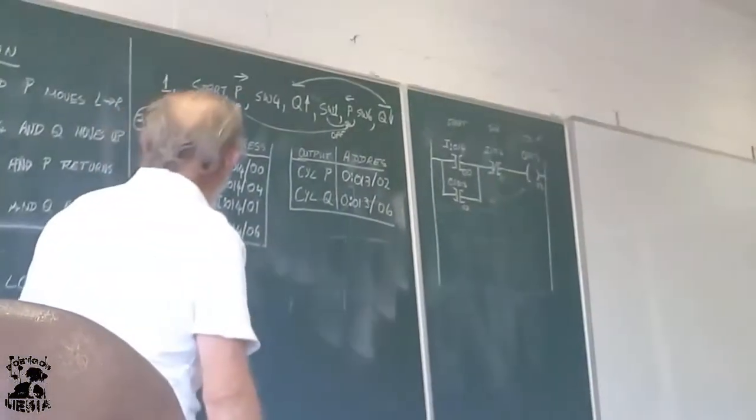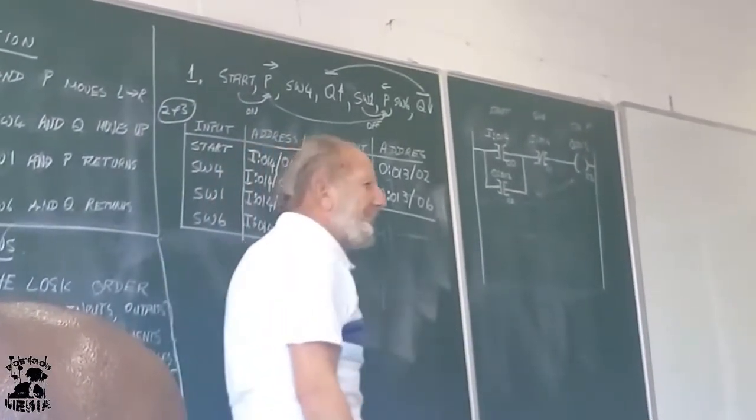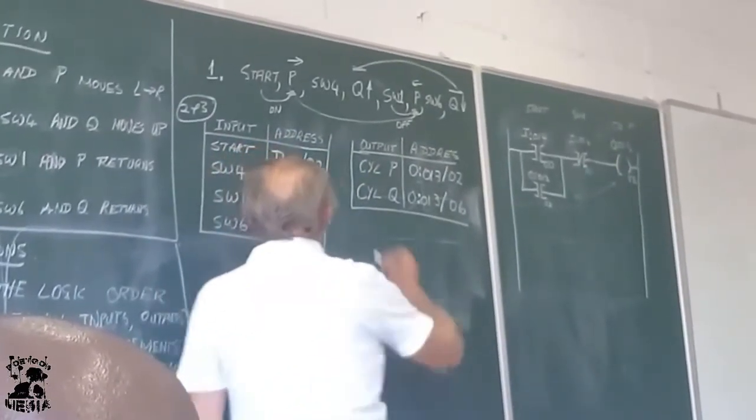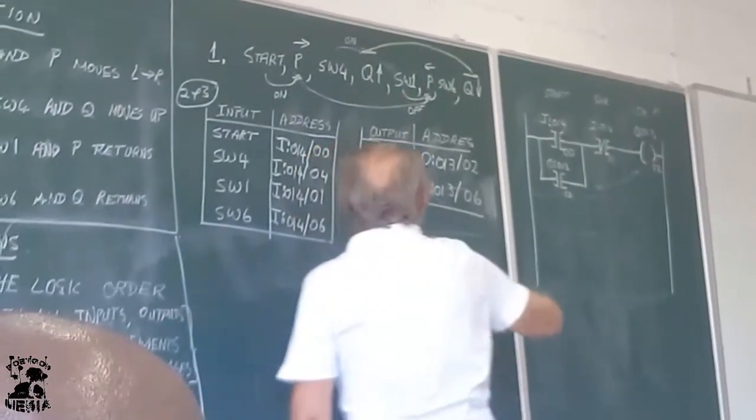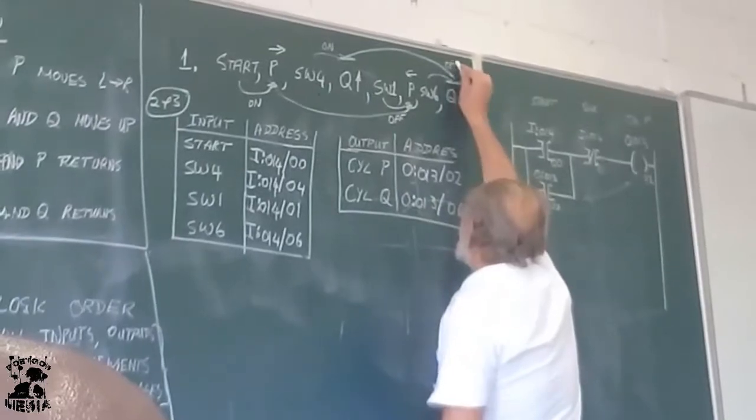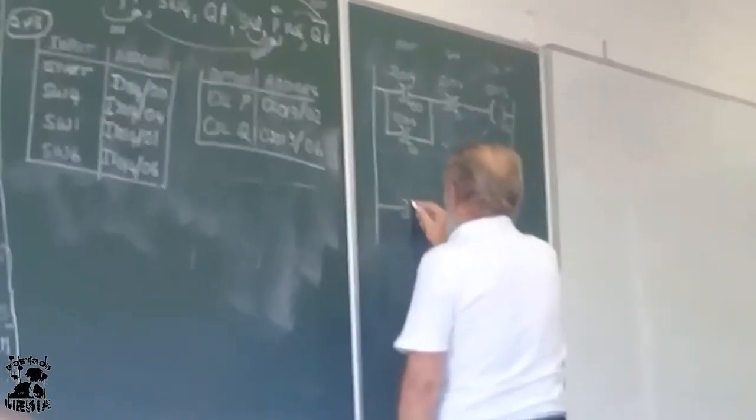Now I must design the logic for cylinder Q. What puts the power on Q? Switch 4. What removes the power? Switch 6. So that is another latch. So I draw another latch.